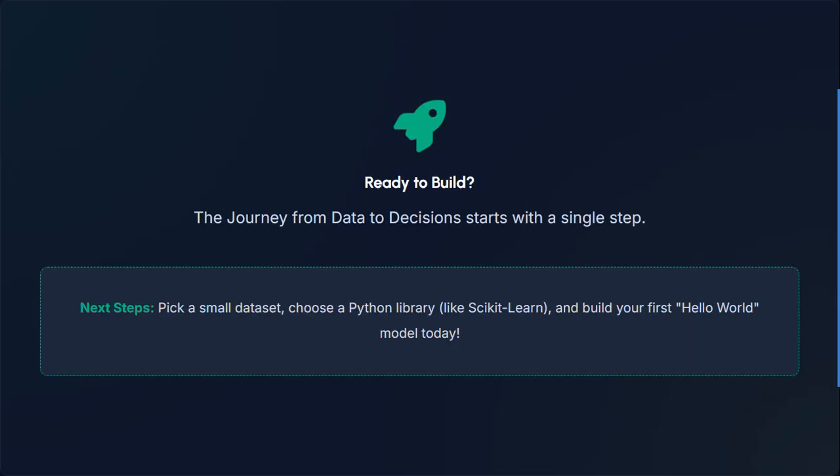Let's quickly recap. Machine learning is a way for computers to learn from data instead of following fixed rules. It helps solve real world problems in healthcare, finance, shopping, transportation, and many other fields. We hope this video helped you understand the basics of machine learning.